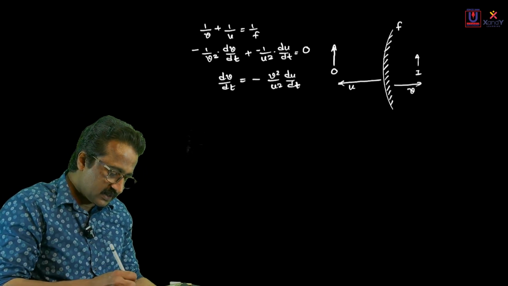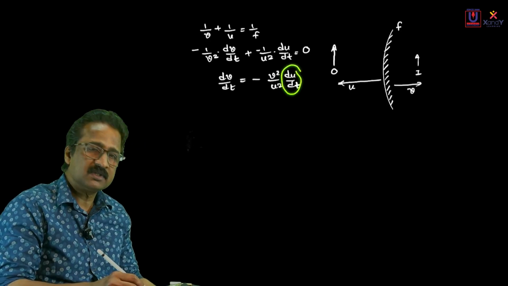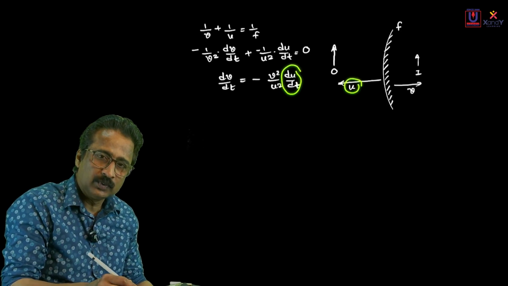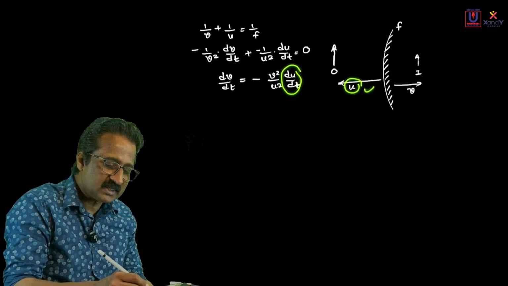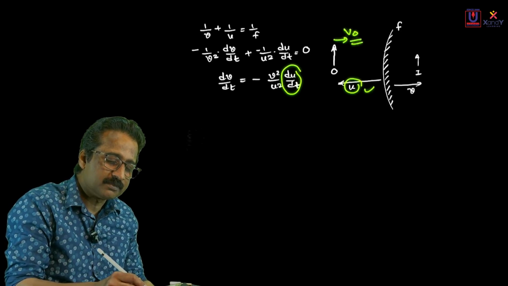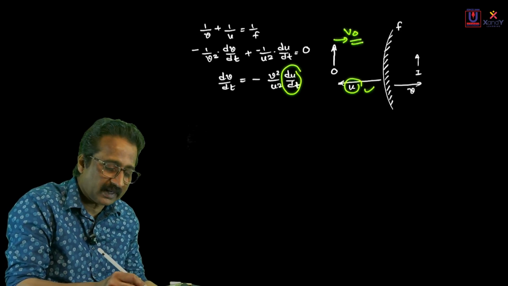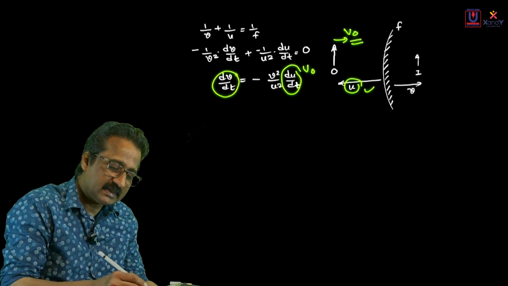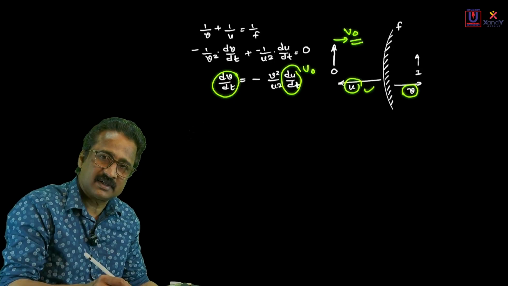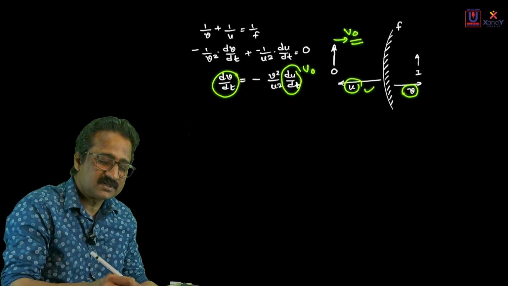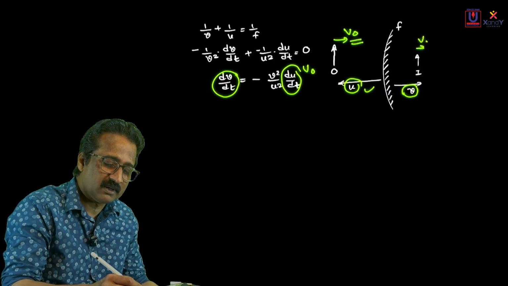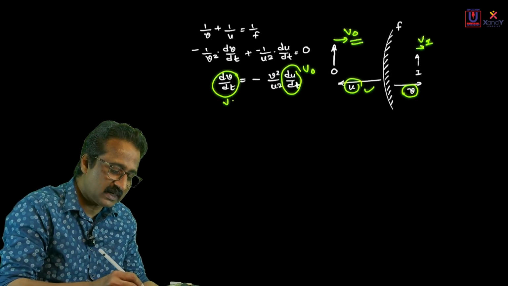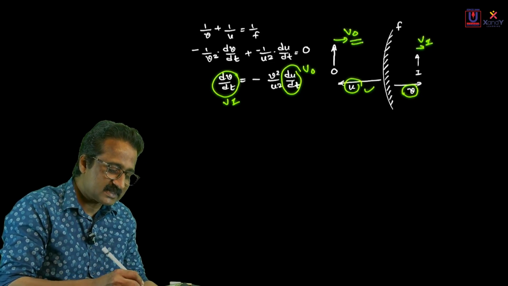You know that it is this du by dt which is going to be the velocity of object, because this is u. So, the rate at which this u is changing is actually called the velocity of object. So, let me use VO for that. So, this will be written as VO. Similarly, dV by dt is the rate at which this distance is changing. So, the rate at which that distance is changing is called the velocity of image, VI also. So, I will be using VI to represent this. VI stands for velocity of image.